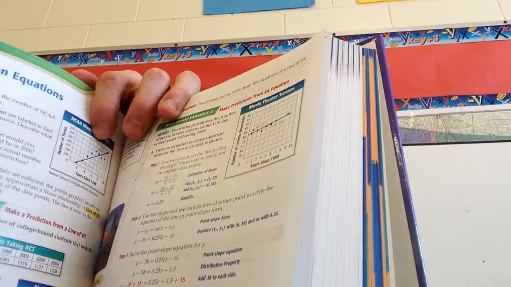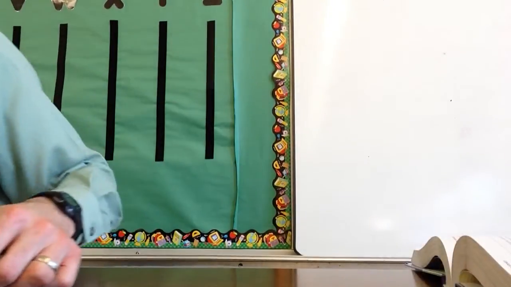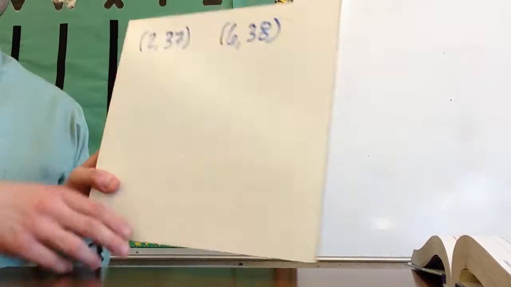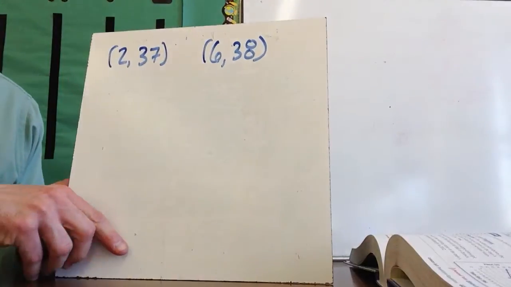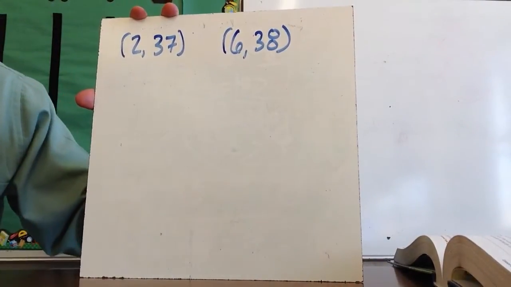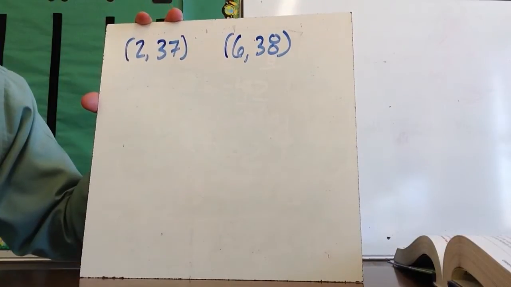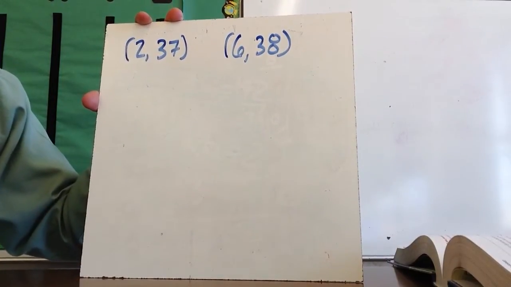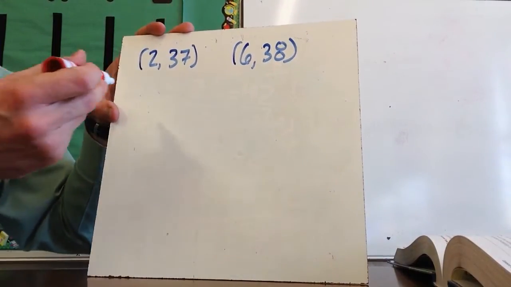So, using those 2 points, all right, I'm using these 2 points, and what I'm going to do is figure out the equation for this line. I know that the equation holds these 2 points. So the first thing I have to do is find the slope.